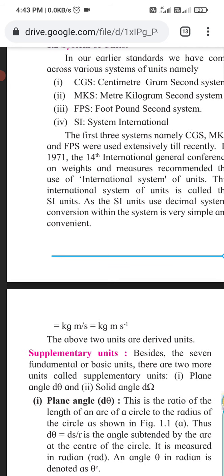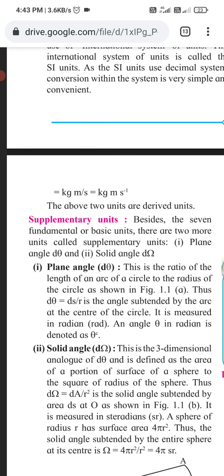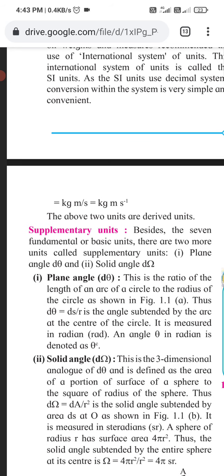Then supplementary units. There are two supplementary units, that is plane angle and solid angle. The ratio of the length of the arc of a circle to the radius of the circle is known as plane angle and it is denoted by d theta. So d theta is equal to ds upon r, and it is measured in radian, written as rad.